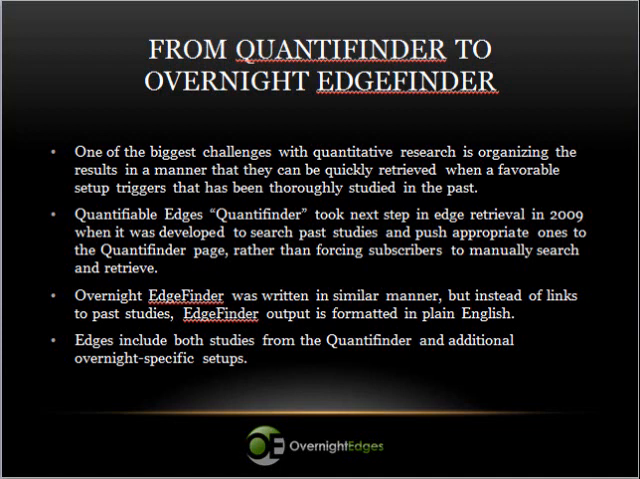Of course, the difficulty in doing this was that I've kept my overnight related research secret for so long that there are not publications to link to. Therefore, I needed to devise a way to format the output in plain English. So rather than generating links, the EdgeFinder produces short notes about current market action that has historically suggested a bullish or bearish overnight edge.